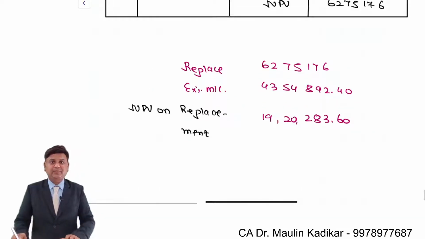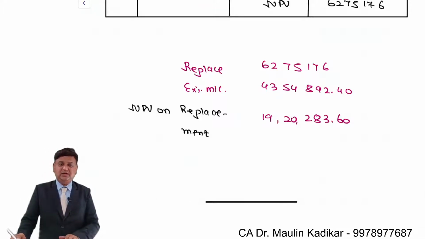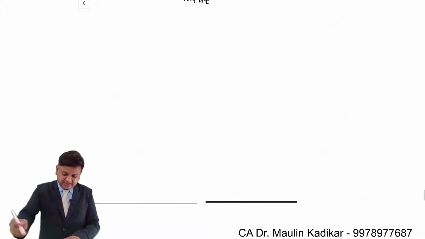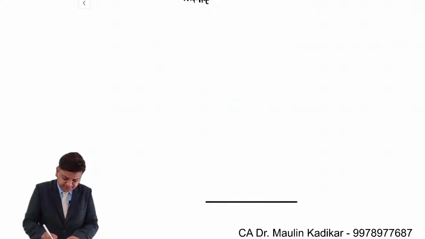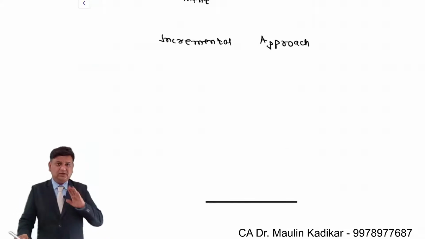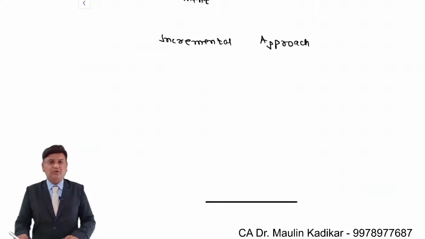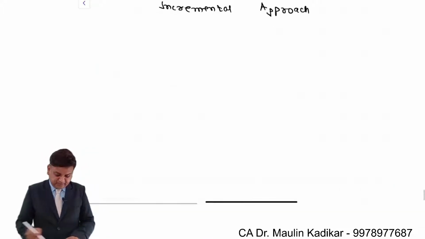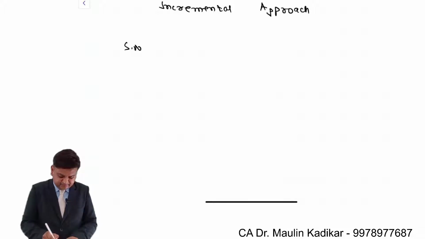Okay. Now this is what we have adopted, a kind of whole project point of view. Now if at all we are adopting the incremental approach, then how we are supposed to calculate the answer, that is what we are now discussing. Dear students, I am going to take help of a few working notes that we already have prepared above. In that, step number 1, that is investment.